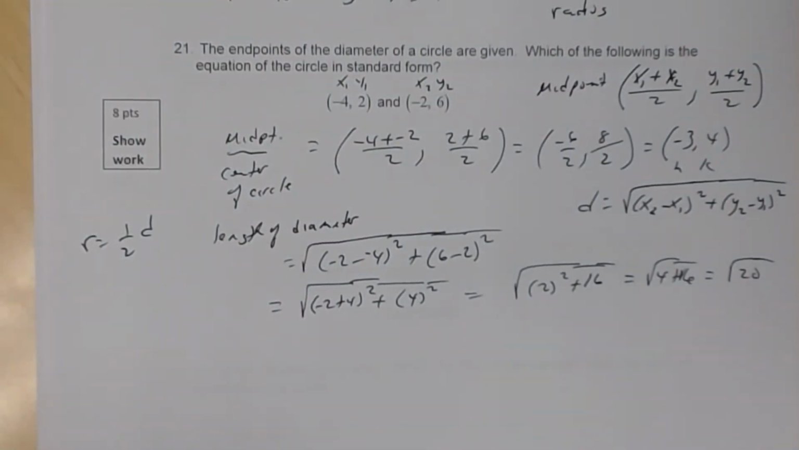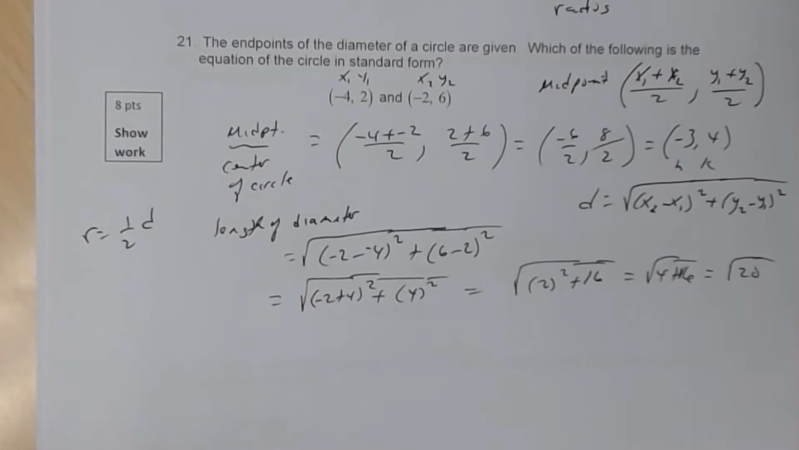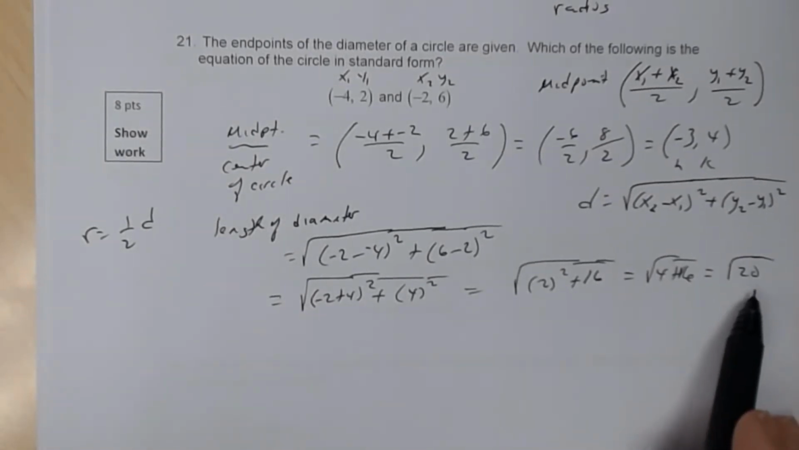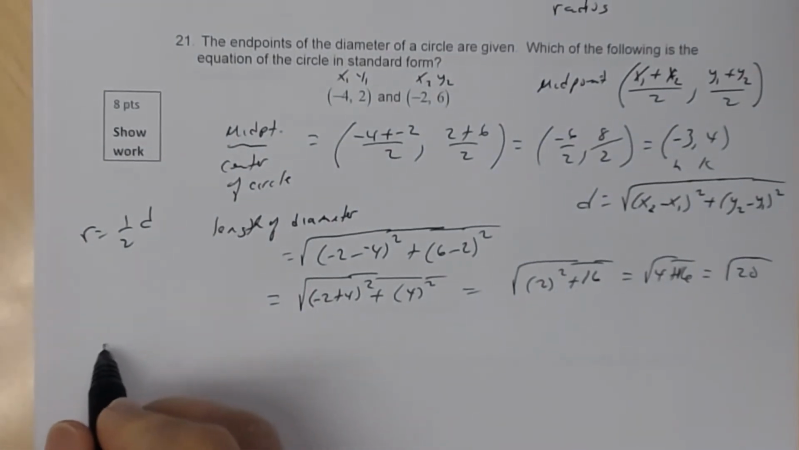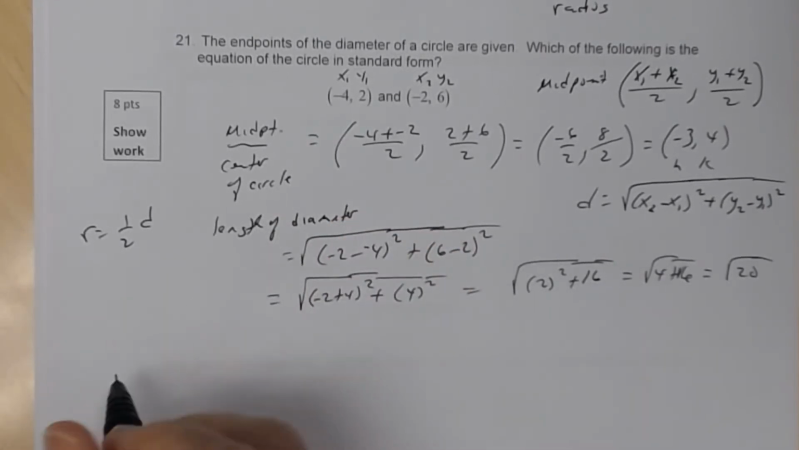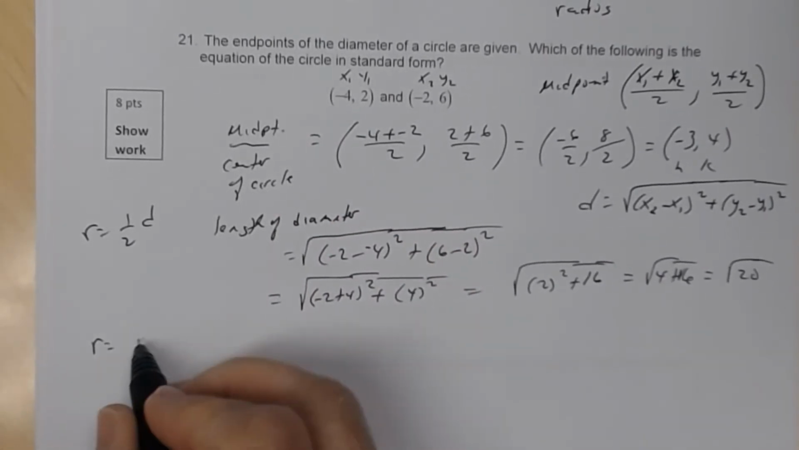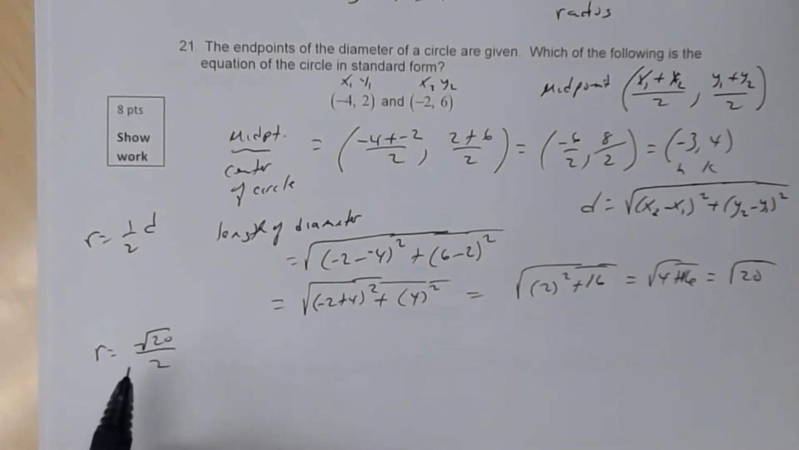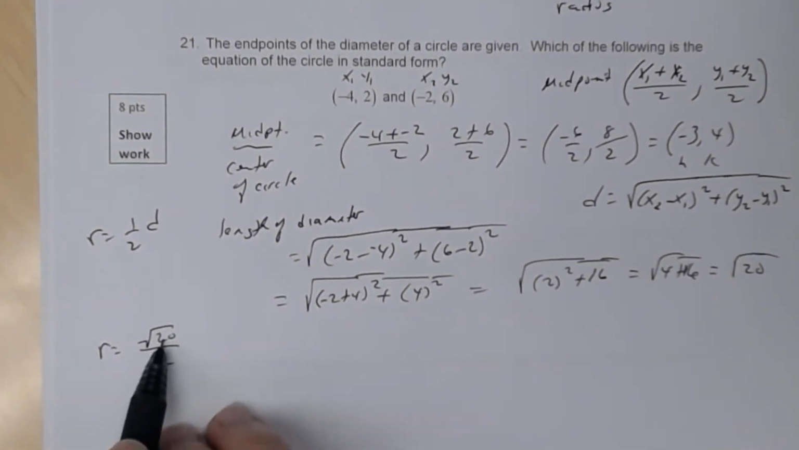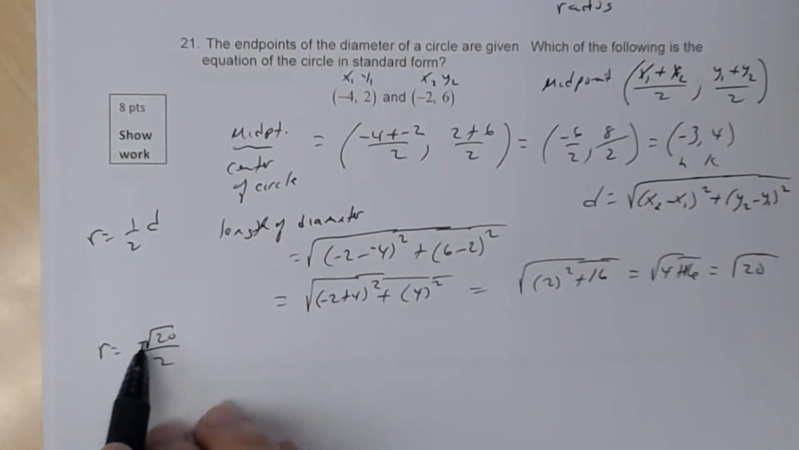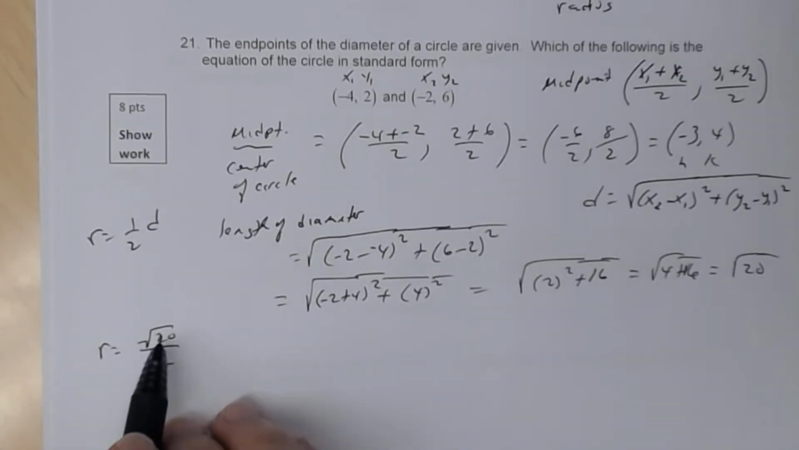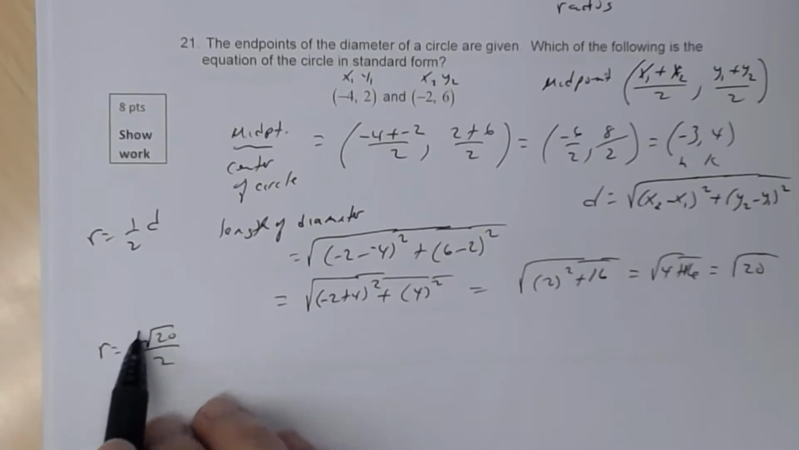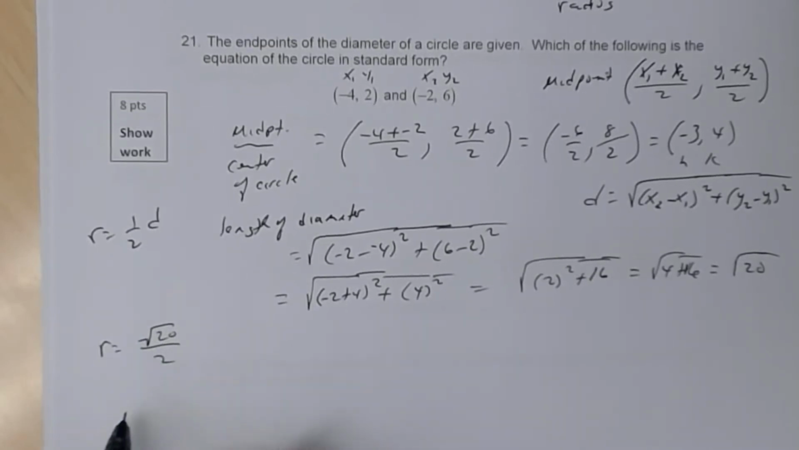Okay, so that's the length of the diameter. So the radius of the circle is going to be half of this. So it'll be the square root of 20 divided by 2. Now don't make a mistake and say 2 into 20 is 10, because this is irrational. That's not 20. That's the square root of 20. If this were 20 divided by 2, then that would be 10. But the numerator is an irrational number, and the denominator is a rational number.